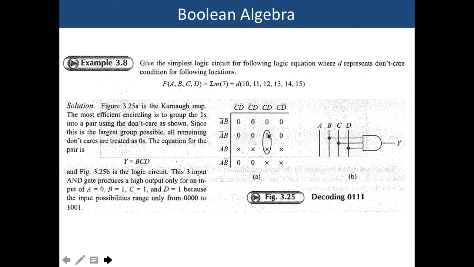Now we will make a group with 1 and crosses, considering the crosses like 1s. Corresponding to this group, A bar changes to A, so we will not take A. The common variable is B, so we will take B, and vertically the corresponding variable is CD. So Y is equal to B into CD. From this equation you can draw the circuit diagram with inputs B, C, D and get output Y.